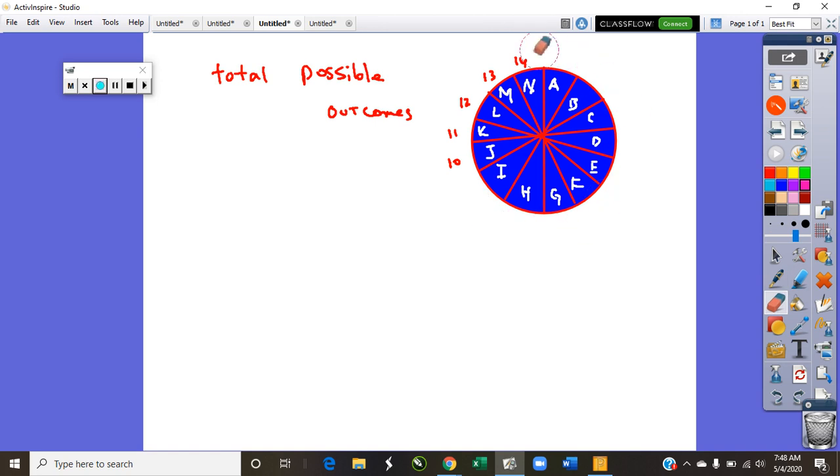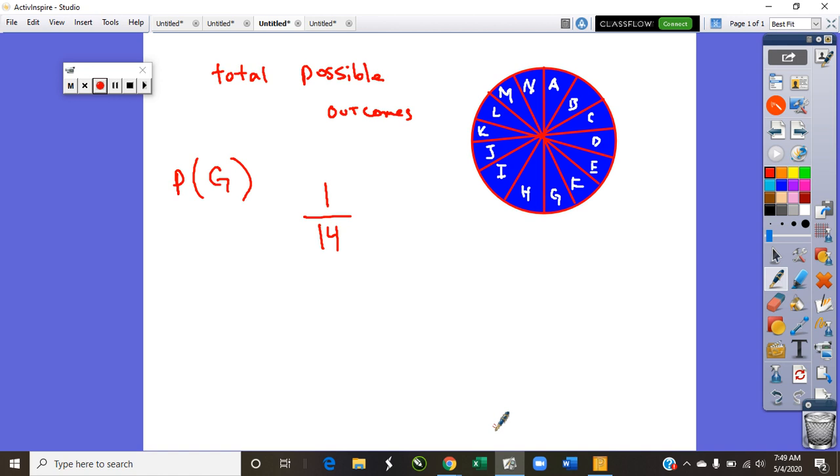14 possible outcomes. All right, now let's say that I wanted to find the probability of a G. Well, if I'm finding the probability of G, first thing, I don't care what I'm trying to find, I know that there are 14 possible outcomes, right? Okay. How many of them are a G? There's only one G up here, isn't there? So this would be 1 out of 14.